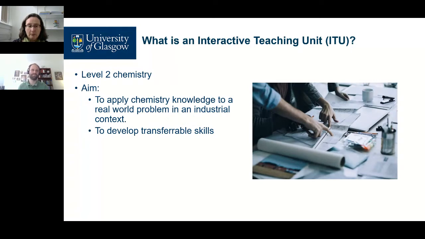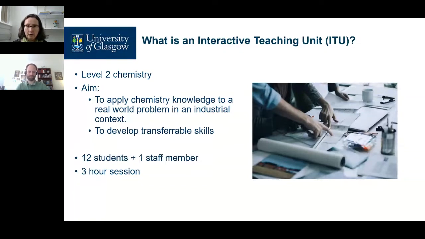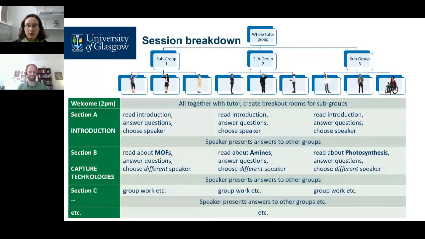So the general format is that we have 12 students in a group with one staff facilitator. It's a 3-hour session, and the students are given a problem to solve, an industrial chemistry problem, and at the start the students meet as a whole group with the tutor. They're then split into 3 subgroups, and each subgroup is given a different aspect of the problem to look at. So they might be looking at different technologies, or they might be taking different roles. For example, in one group we had, one subgroup was the government body, one was the industrialist, one was environmentalist. They all had different viewpoints.